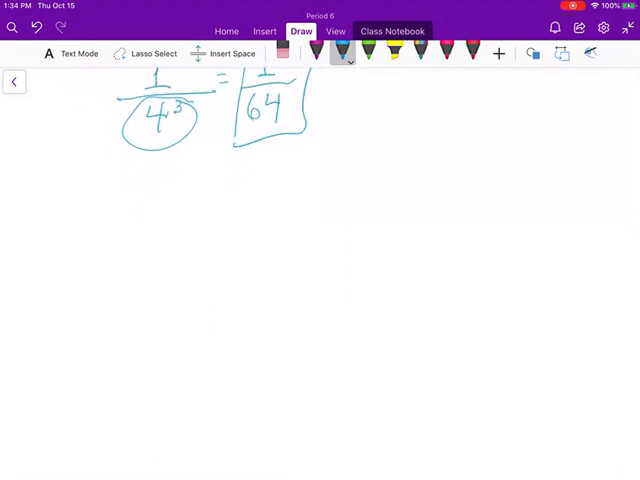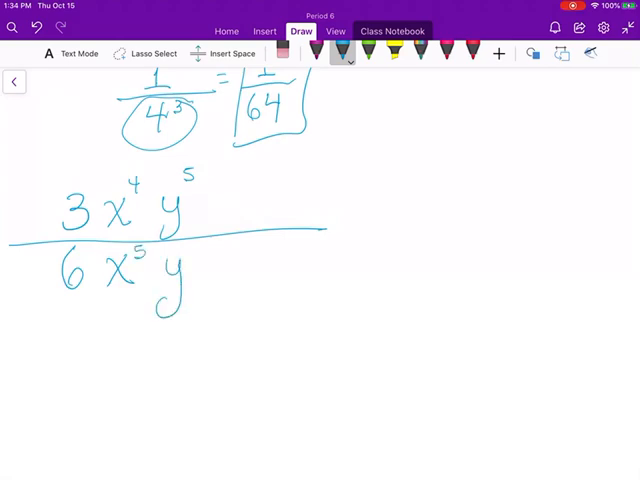Okay, so let's say that we have a coefficient. We have x to the fourth and y to the fifth. And on the bottom, I have 6x to the fifth and y to the third. Okay, let's try this one.